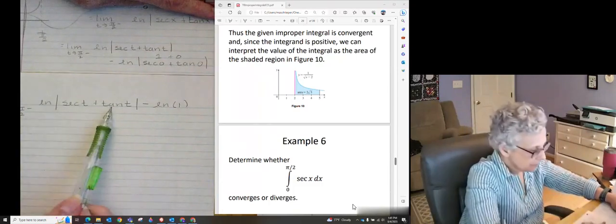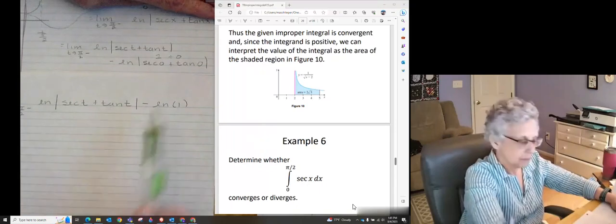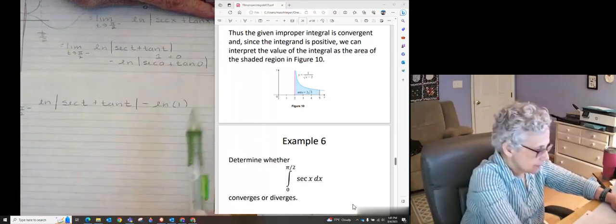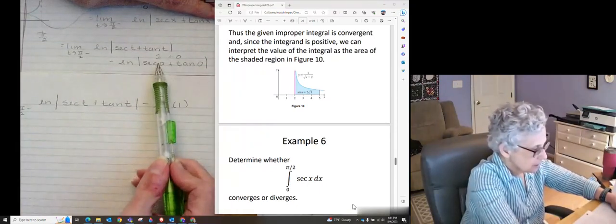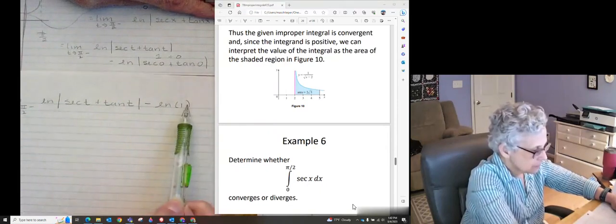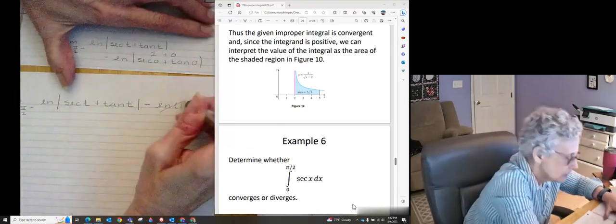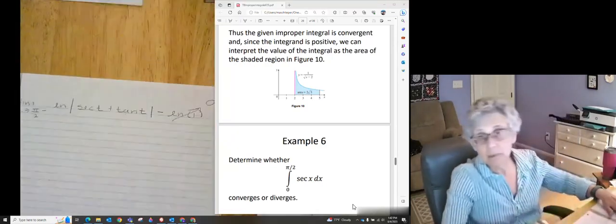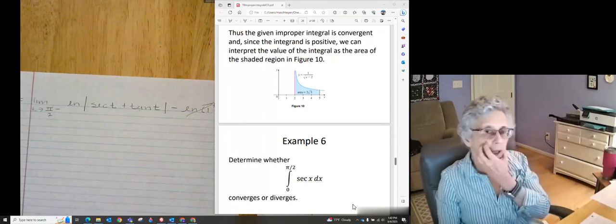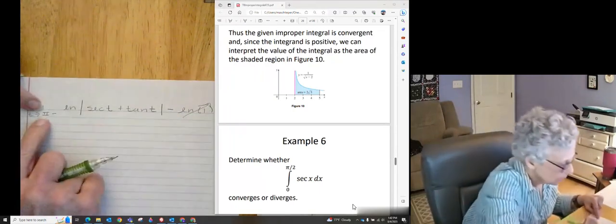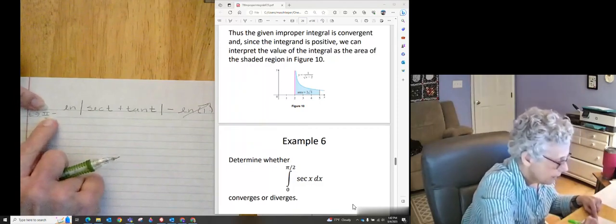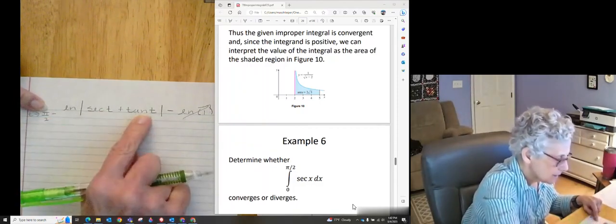So I just rewrote the first part, and then I plugged in 0 to secant tangent. Secant of 0 is 1, tangent of 0 is 0, so that's the natural log of 1. So that part's just 0. Now I look at the limit as t approaches pi halves of secant plus tangent.